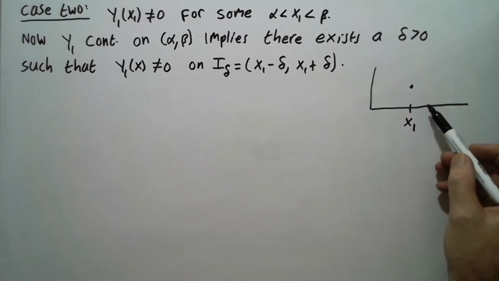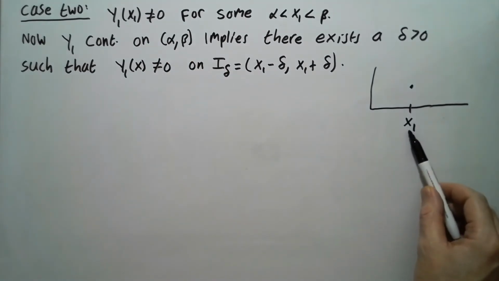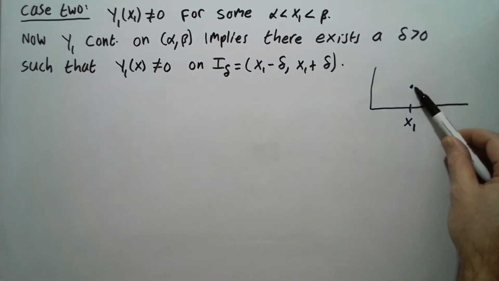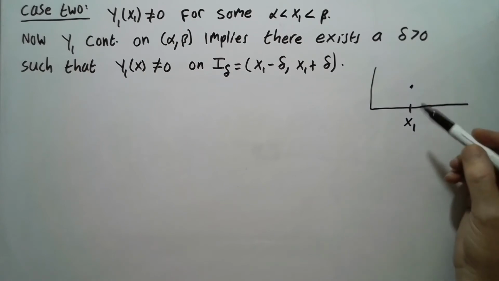Okay, so here's my picture. We're assuming that y1 of x1 is not 0. So here's x1, say, and here's the point. I'm assuming it's positive here, it's fine. Continuous means you have to be able to draw the graph without lifting your pencil, intuitively. That's what it means.